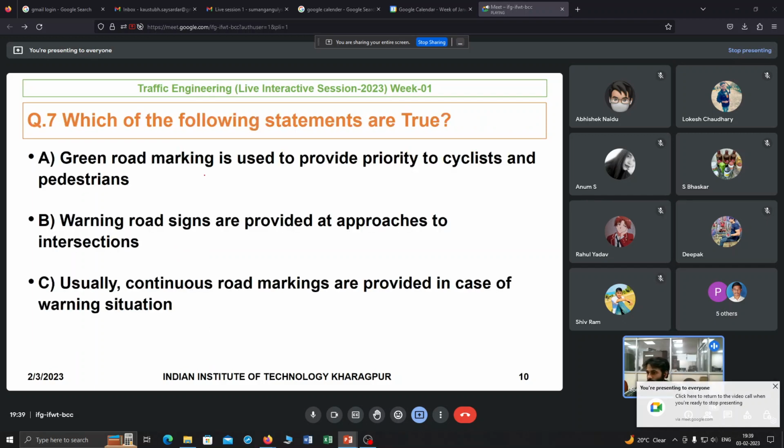Which of the following statements are true? Tell me. Green road markings are used to provide priority to cyclists and pedestrians. Then warning road signs are provided at approaches to intersections. And usually continuous markings are provided in case of warning situations.